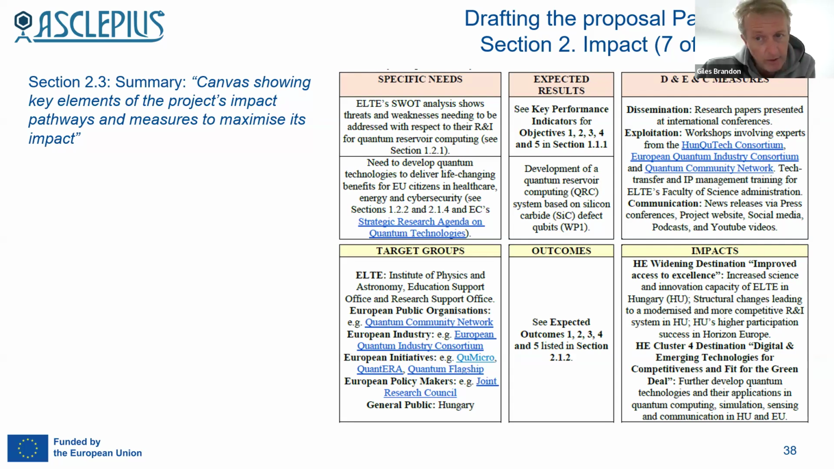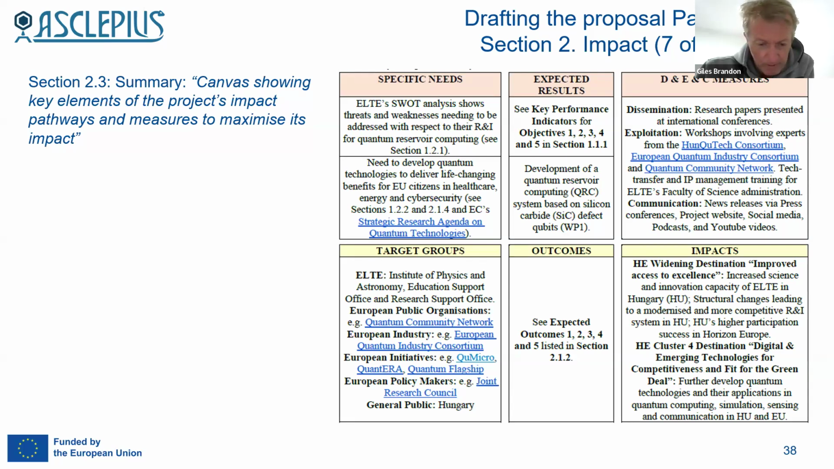What I'm showing here on this slide with this table, this in essence is the canvas that I created for the twinning proposals. So this is not the table per se, the canvas that was in ASCLEPIUS, but ASCLEPIUS had something very, very similar. This was the canvas that I came up with for the twinning proposal with ELTE, the university in Budapest in Hungary. Their twinning project is focused on this field of quantum reservoir computing.